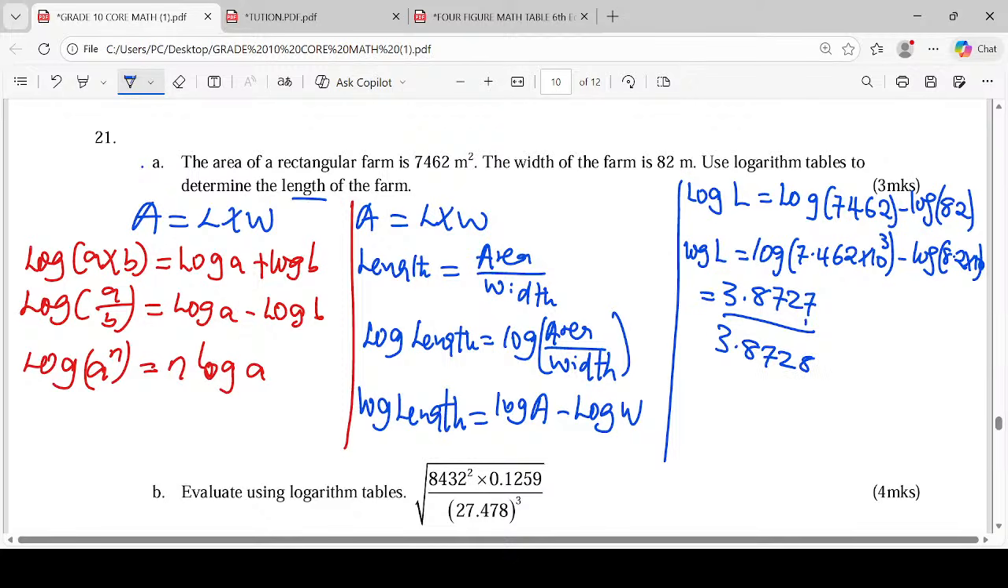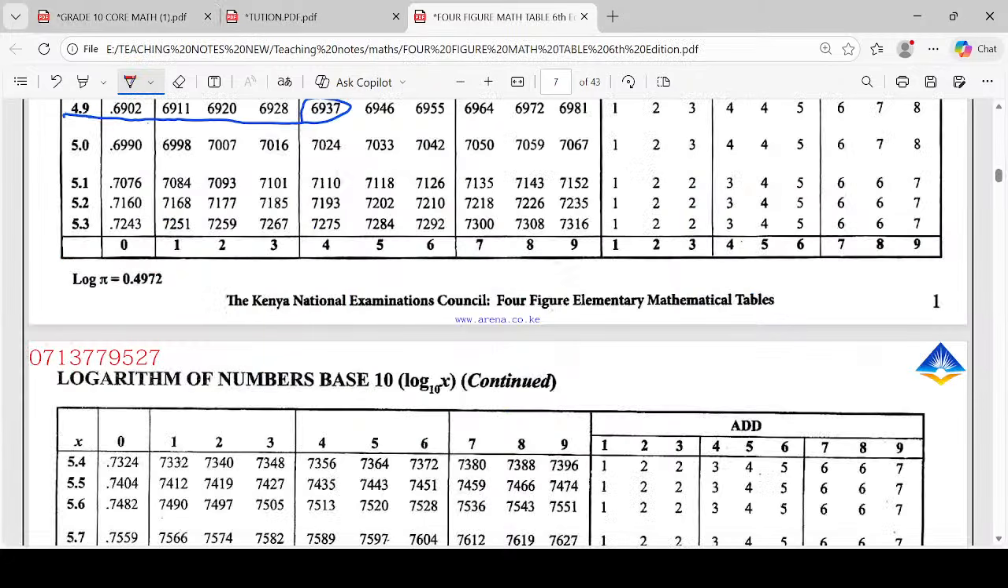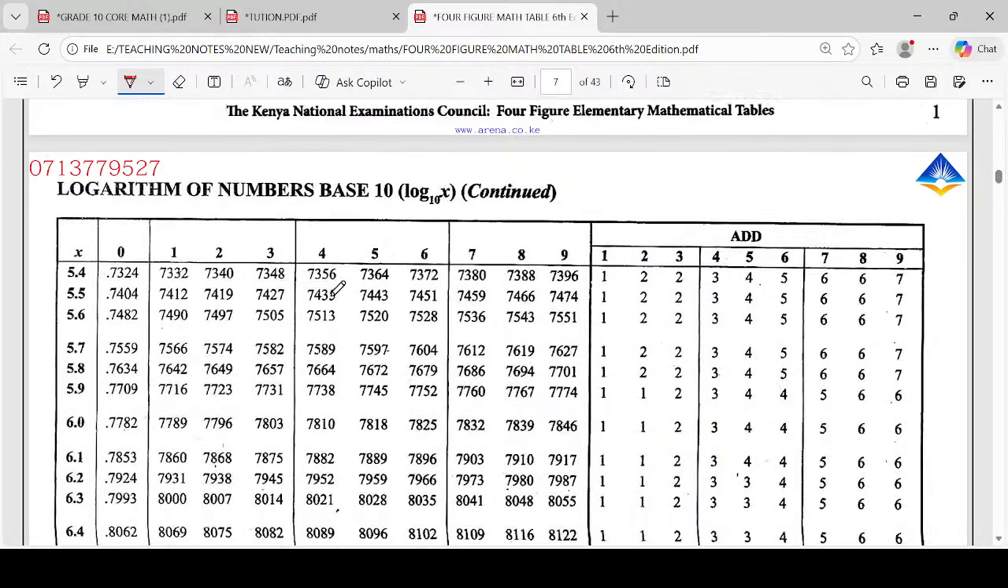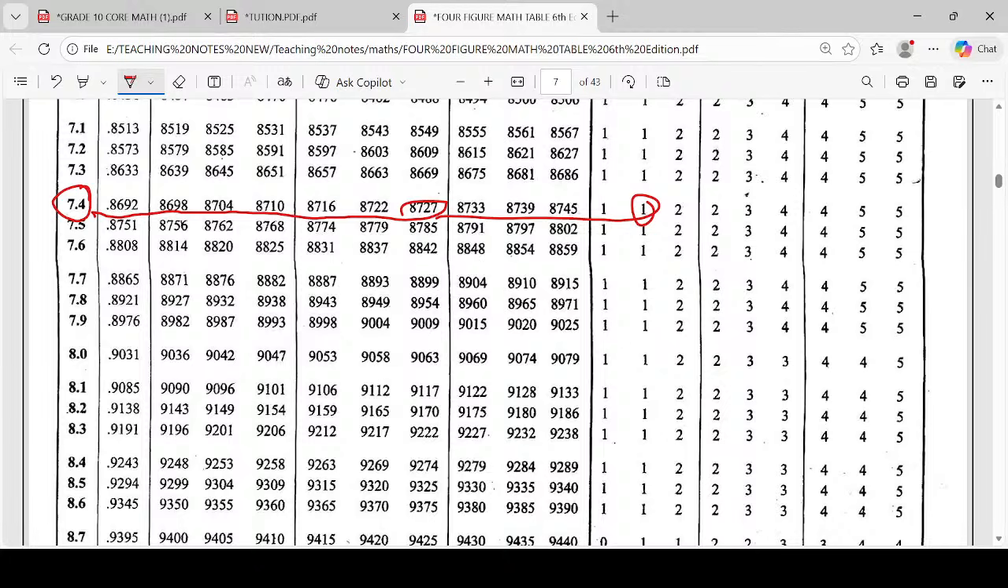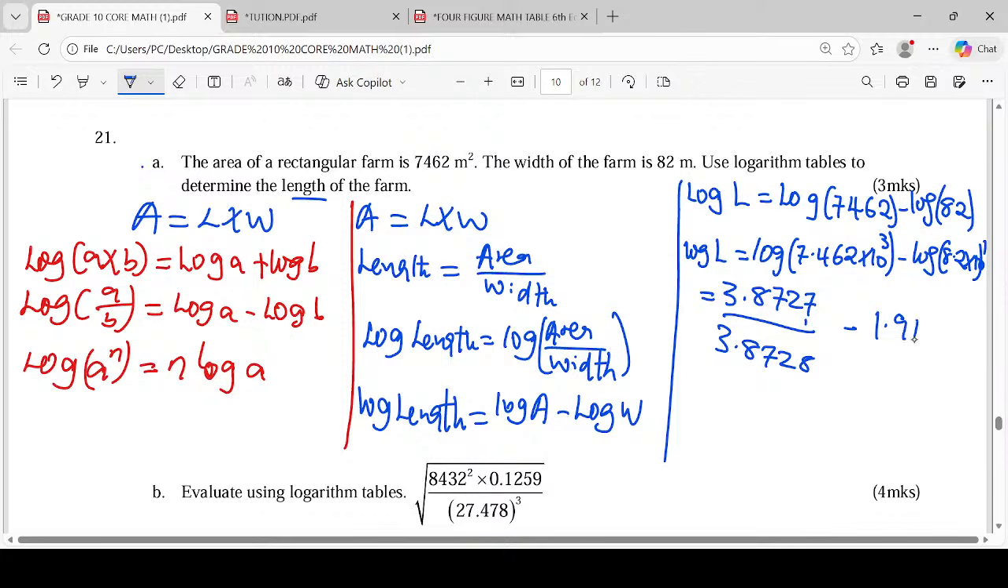3.8728. Then for this other one, 8.2, then 10 power 1, that will be like saying minus 1. 8.2 in our logarithm table, I want to look at 8.2. The value is 0.9138. So this will be 3.8728 minus 1.9138. What are you going to get here? 3.8728 minus 1.9138. This will become 1.959.